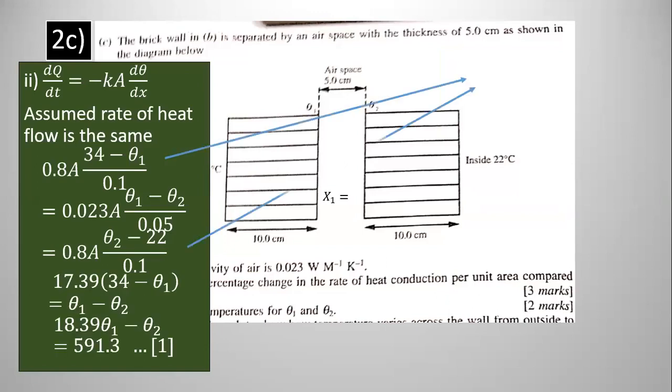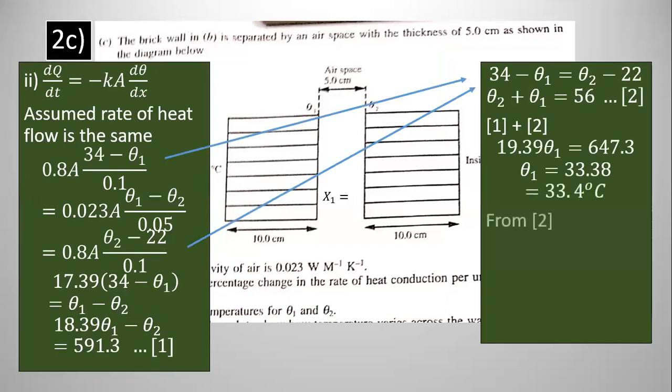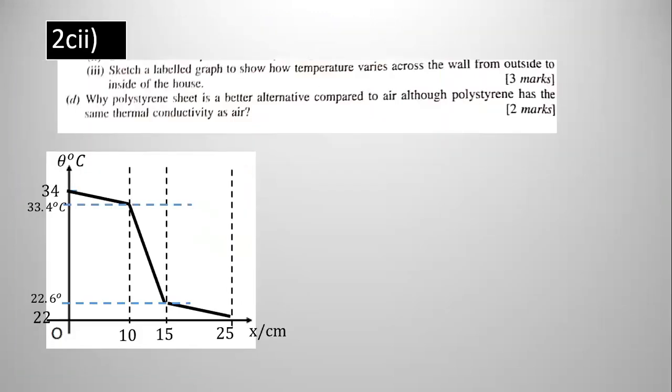Okay, this one we have done already. Then sketch a labelled graph to show how the temperature changes across the wall, outside and inside. 3 marks means they want you to draw it, sketch with the values that you have calculated. So you have to show your values and show the proportion. This one is very small, this one is very small. That's how you draw. All the different values must be in roughly the right scale.